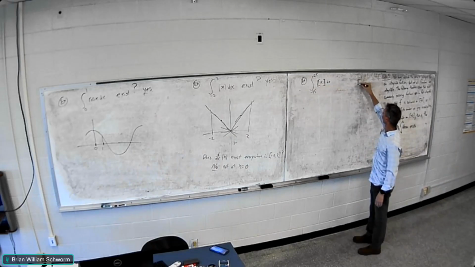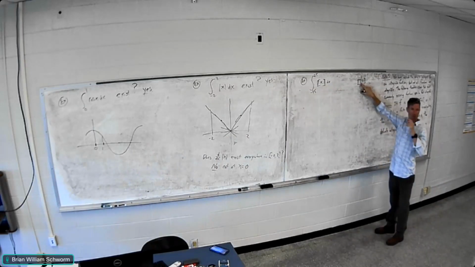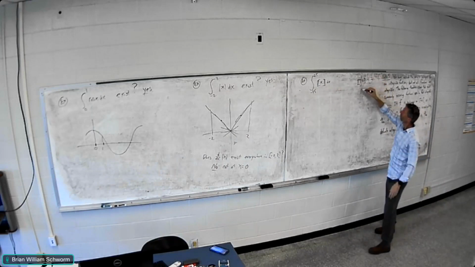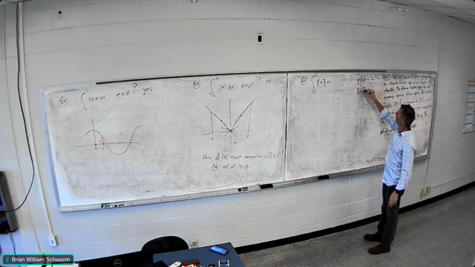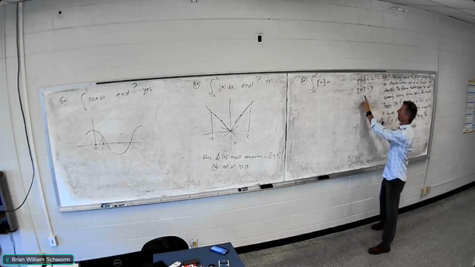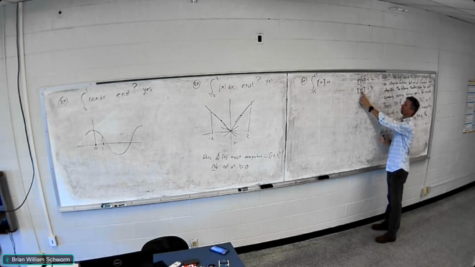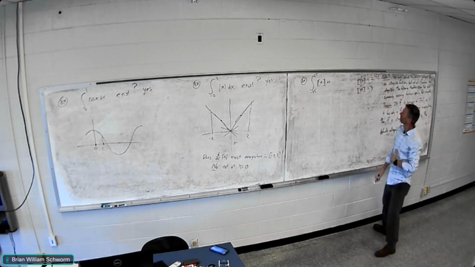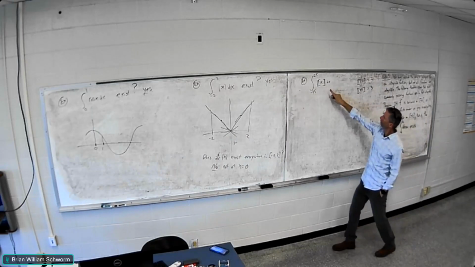Like the greatest integer function applied to 3.5. You're trying to find the biggest number that's an integer that's less than or equal to 3.5, so it'll be 3. I apply it to 3.7, still 3. Biggest integer that's less than or equal to 3.7 is 3. So on and so forth.